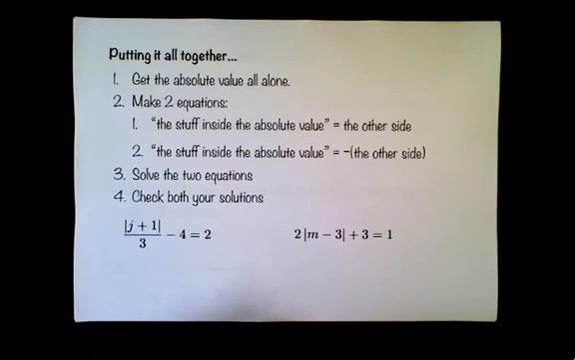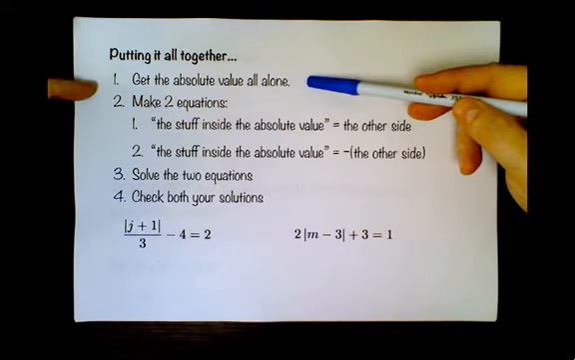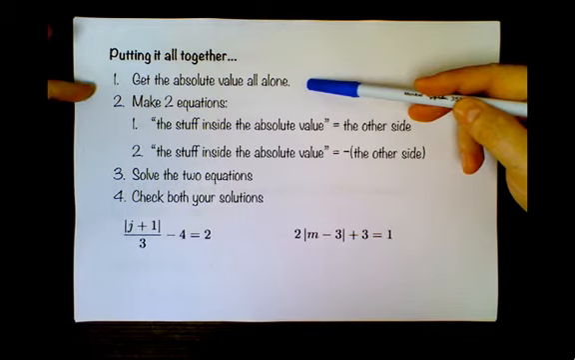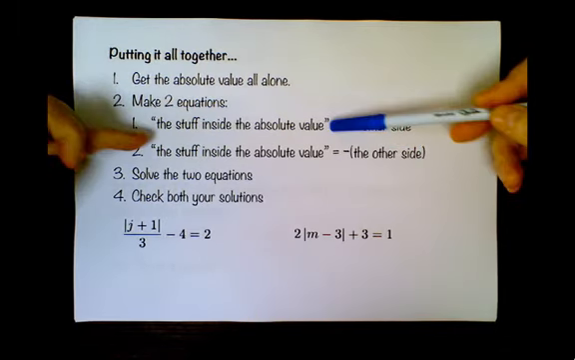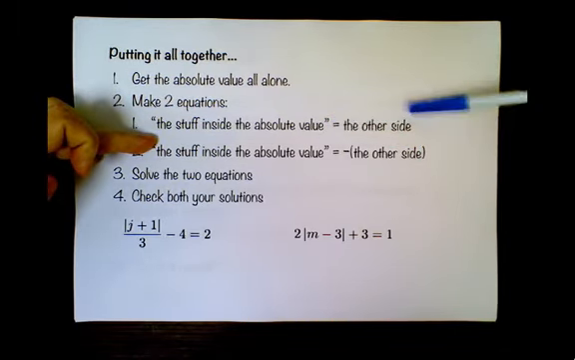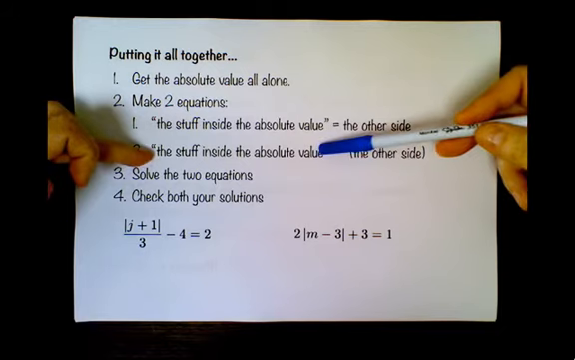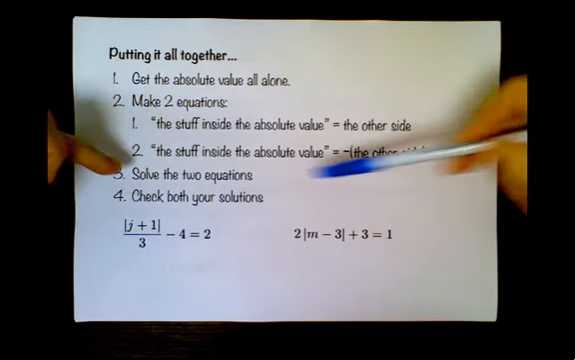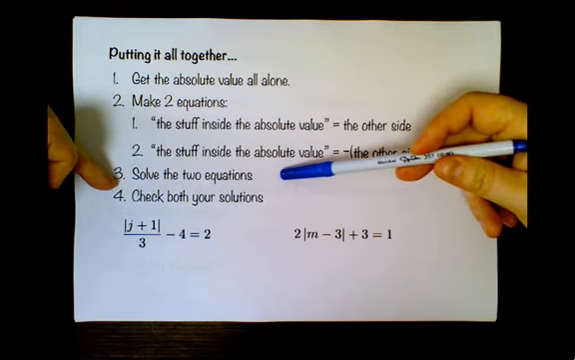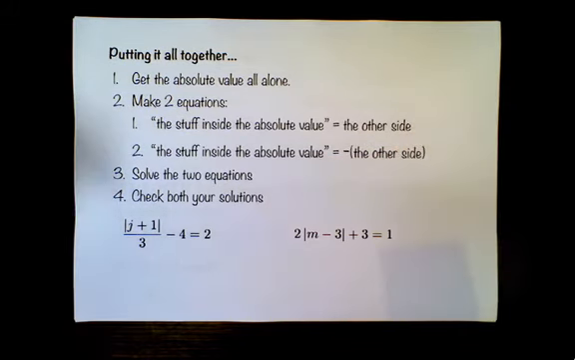All right, if we put it all together, what do we do? First, you get the absolute value all alone. Isolate that absolute value symbol. There's going to be stuff inside, but get that symbol all alone. Then make 2 equations. The stuff inside the absolute value is equal to the other side, and the stuff inside the absolute value is equal to the negative of the other side. Solve both those equations and check both of your solutions.